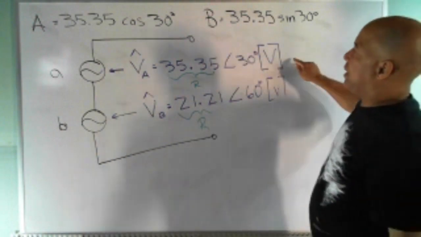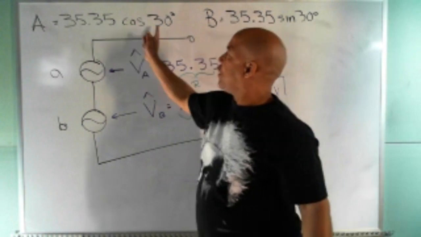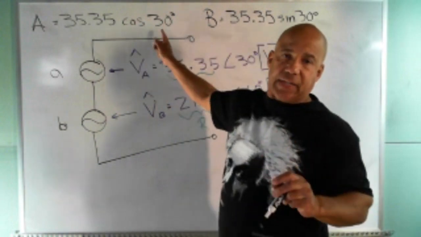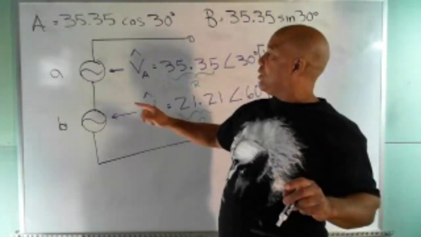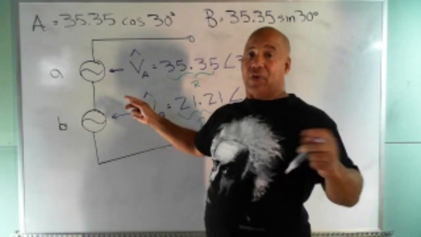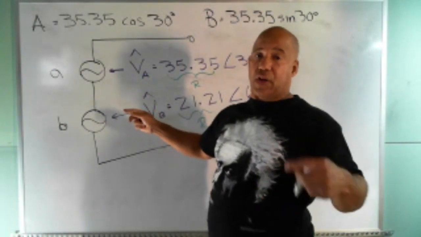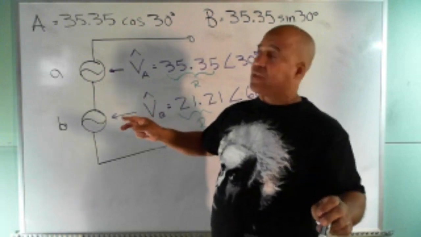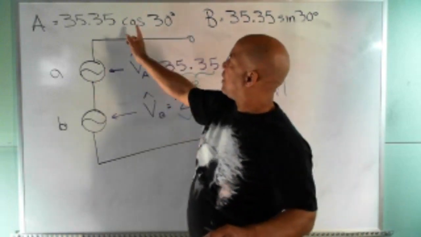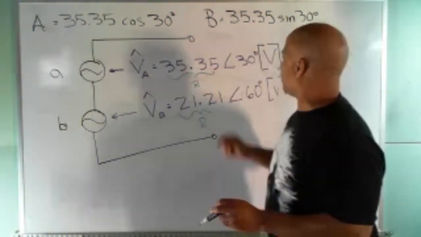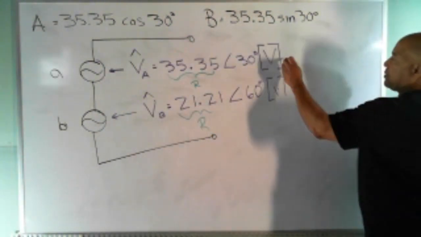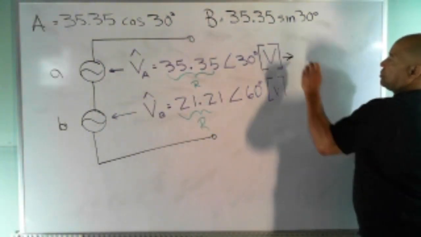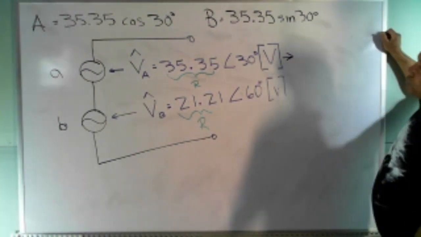Let me know what the A part is. But make sure your calculator is in degrees and not radians. The only time you should have it in radians is when you're doing the actual calculation to figure out the instantaneous voltage or current using that time domain formula. Other than that, you're in degrees. So change it to degrees and give me cosine 30 times 35.35 and tell me what that is. 30.61.